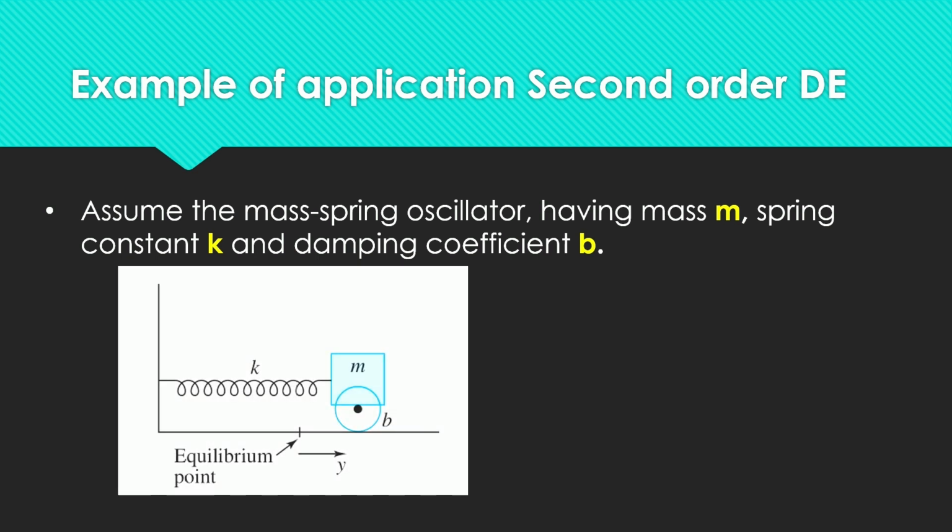When the spring is unstretched and the mass m is still, the system is at equilibrium. We measure the coordinate y of the mass by its displacement from the equilibrium position.